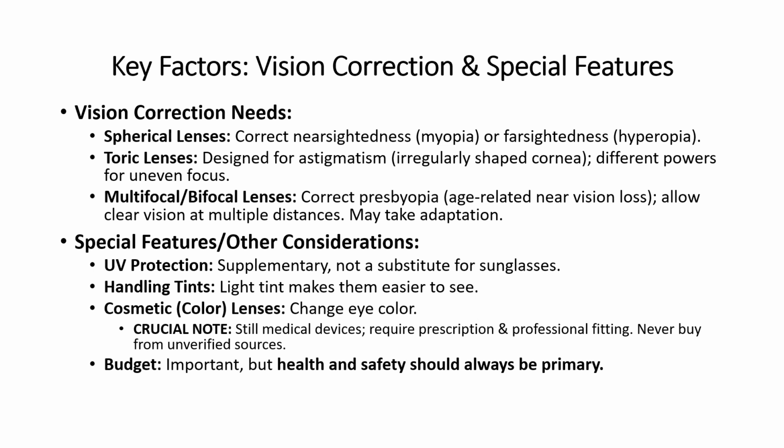When selecting lenses, your specific vision correction needs are paramount. Spherical lenses are the most common, correcting general nearsightedness or farsightedness. If you have astigmatism, an irregularly shaped cornea, you'll need toric lenses, which have different powers in different meridians to correct the uneven focus. For those experiencing presbyopia, or age-related difficulty focusing on near objects, multifocal or bifocal lenses allow for clear vision at multiple distances, near, intermediate, and far, all within the same lens. These may require some adaptation time.